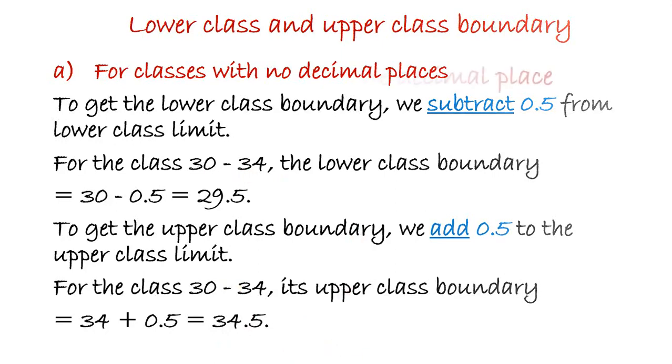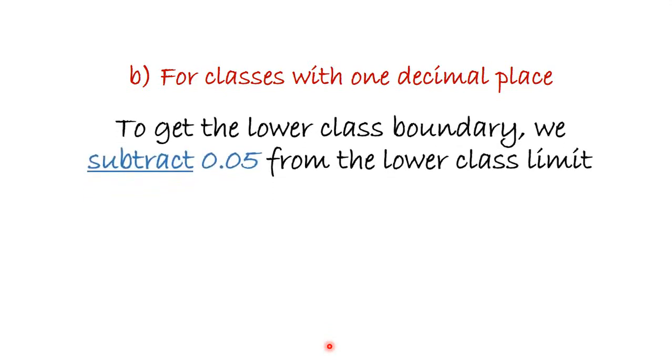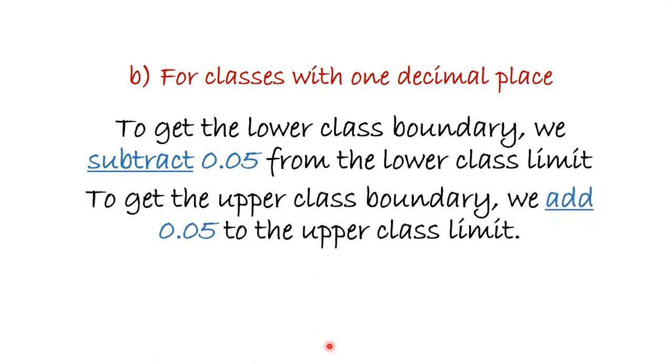Let's also look at the case where the classes have only one decimal place. For classes with one decimal place, to get the lower class boundary, we subtract 0.05 from the lower class limit. And then to get the upper class boundary, we add 0.05 to the upper class limit.